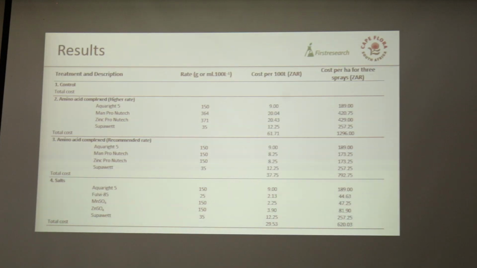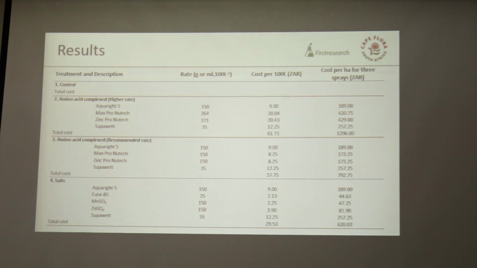So I did a little cost analysis. I took all the product costs and the volumes or the grams, and obviously the control had no cost. The amino acid at the higher rate, this is in rands, so that was for the whole season, 3 sprays per hectare, is 300 rand, divide by 18 and we'll get to dollars. The complex rate there was say 800 rand, and the salts is about 600 rand.